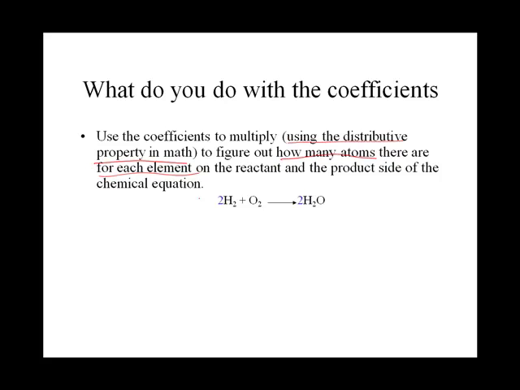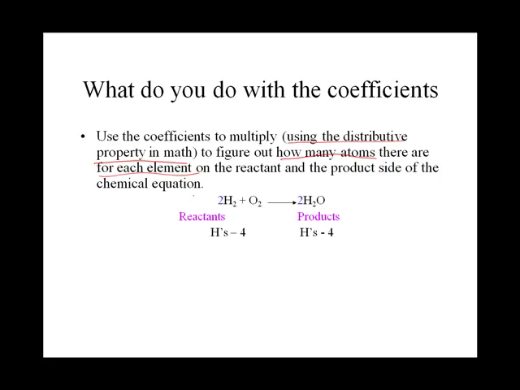For example, if we take a look at this equation right here, where we have 2 molecules of hydrogen gas and 1 molecule of oxygen gas produces 2 molecules of water. Well, how do we figure out that we have equal numbers of elements on each side? So what we do is we set up something called an atom inventory, where we break up the reactants and the products, and then list the numbers of each atom on each side.